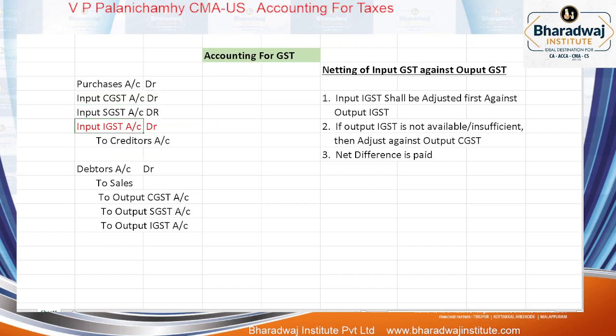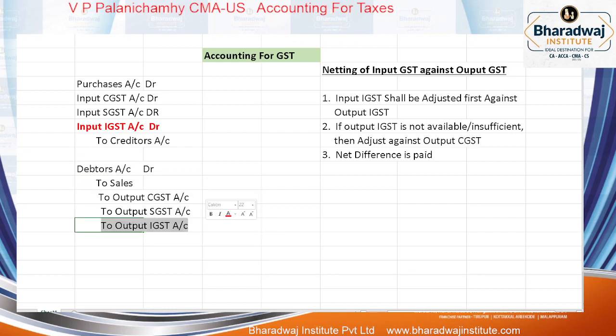At the final level, we should know when IGST is payable: interstate purchases. If there's an interstate purchase, you will pay IGST. So the journal entry will be like purchases account debit, input CGST and SGST. Wherever input credit is available, you'll use the word input CGST and SGST. Suppose there is an interstate purchase, you'll use input IGST account debit. Then when you sell, debtors account debit to sales, to output CGST and SGST.